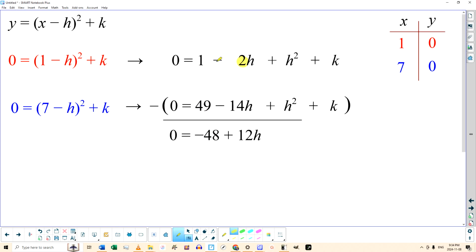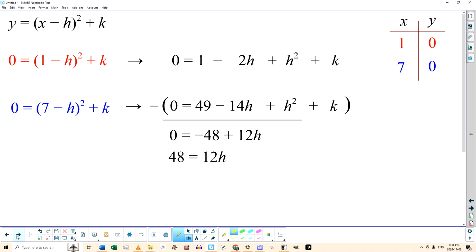Negative 2h, there's a negative attached to that 2h, minus negative 14h will give you positive 12h. Of course, the h squared minus the h squared gives you nothing, and the k minus the k gives you nothing. So what you're left with is this equation here, 0 equals negative 48 plus 12h. Wow, that's like taking candy from a baby to solve.